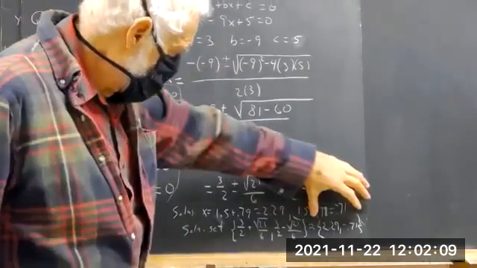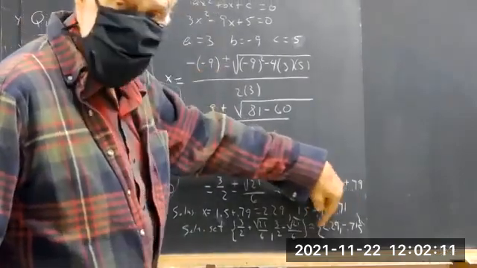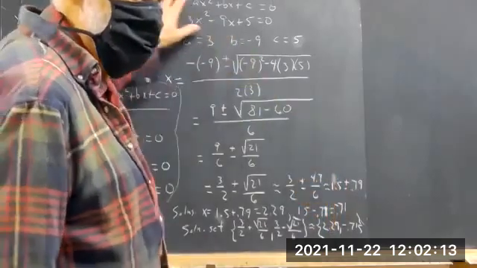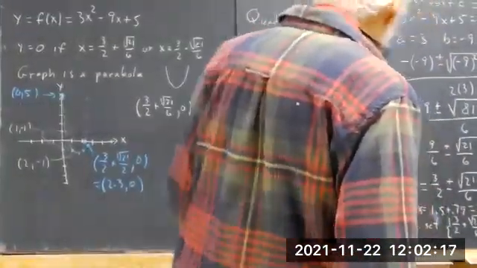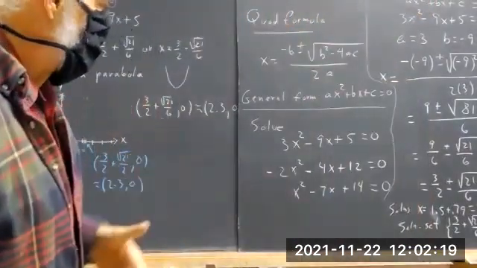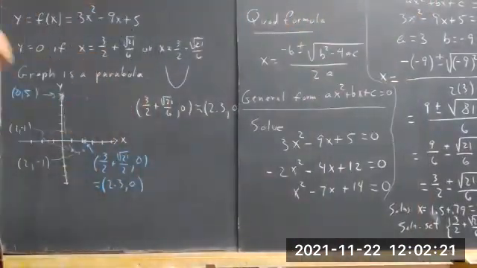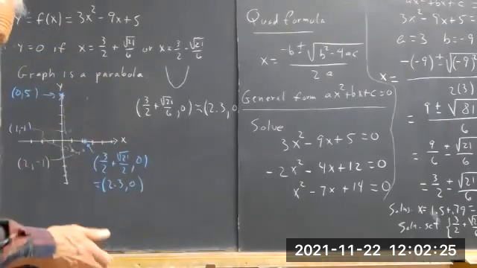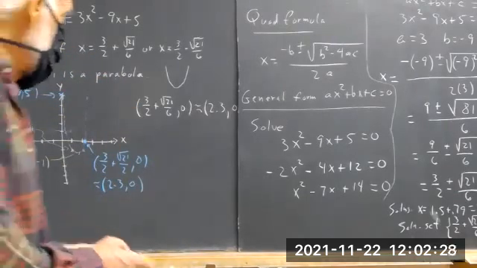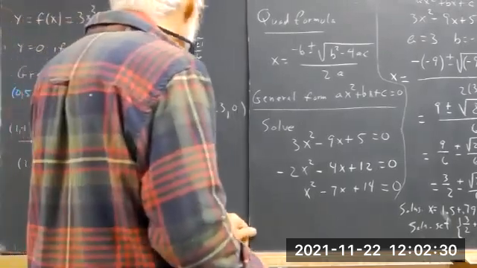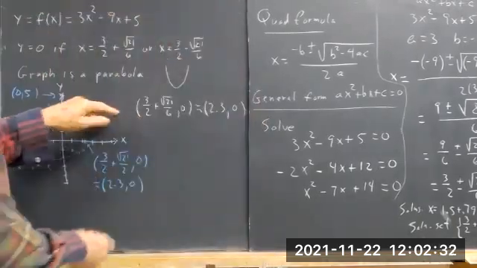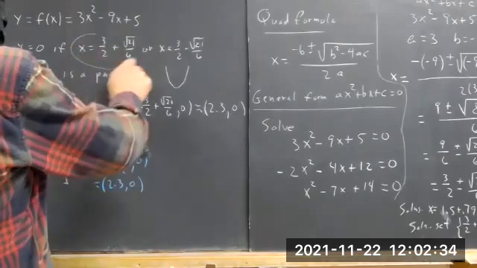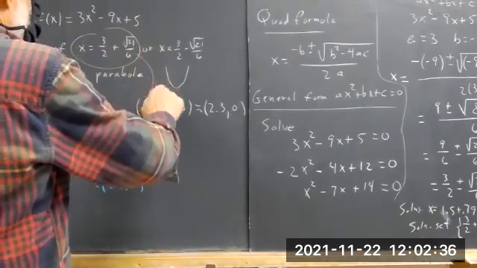Notice that I put this solution in set braces, okay? Because it's a set of two numbers. It's not an ordered pair. The point 2.29, negative 0.71 is not a point on the graph. Those are the x coordinates that make this 0. Okay, well, this solution is this.